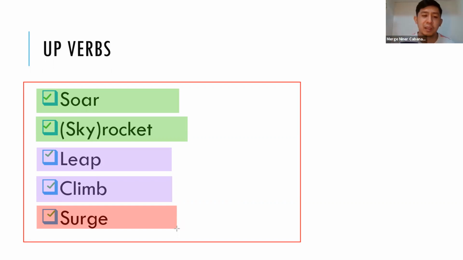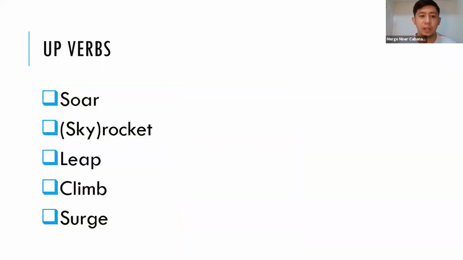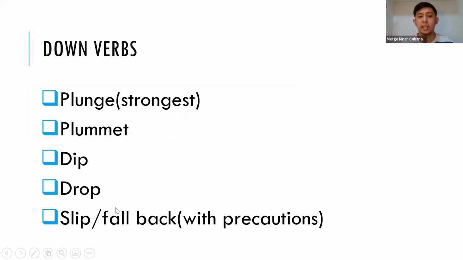Okay, so those are some of the words that I use in replacement of the words went up, because went up is too technical. All right, so those are the up verbs. Okay, now let's talk about the down verbs. What are the words that I use for my presentation for down verbs?